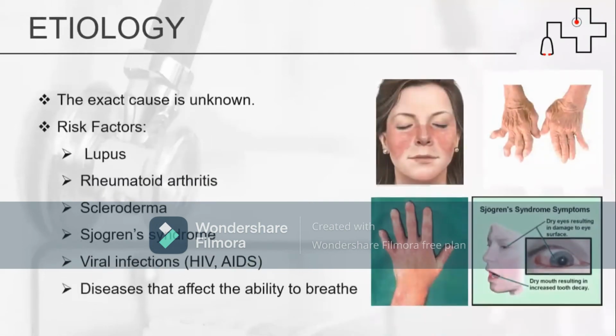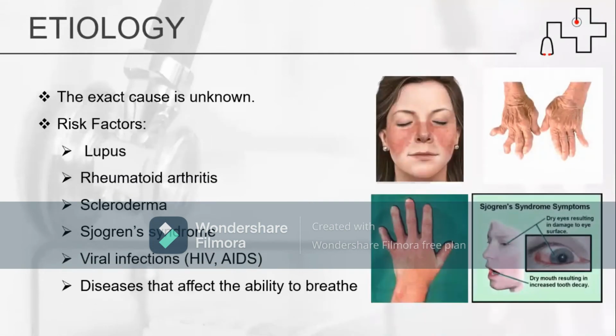Etiology. The exact cause of polymyositis is unknown. The risk factors are lupus, rheumatoid arthritis, scleroderma, Sjogren's syndrome, viral infections like HIV and AIDS, and diseases that affect the ability to breathe.